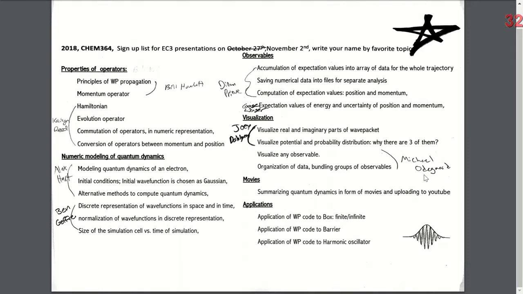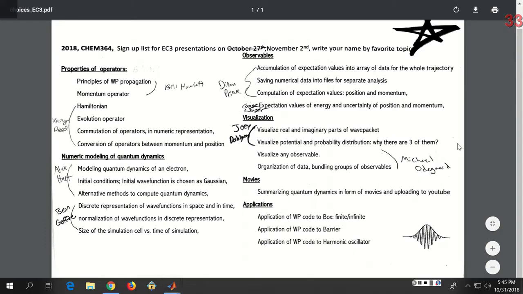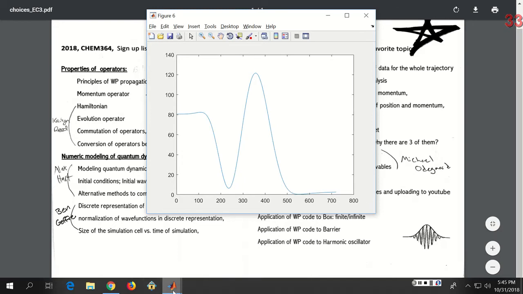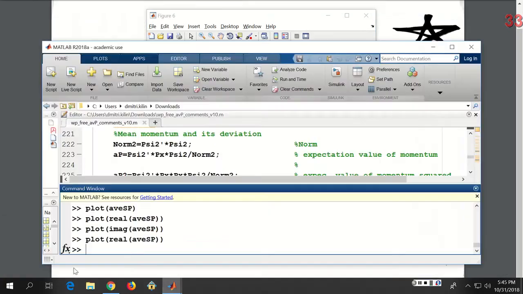We kind of plotted real and imaginary parts of the wave packet last time, right? Did we? You don't remember? Oh, yeah, Joey. I got that stuff. That's all right. Pictures. Okay, let's quickly go over it because it is fun for some people.